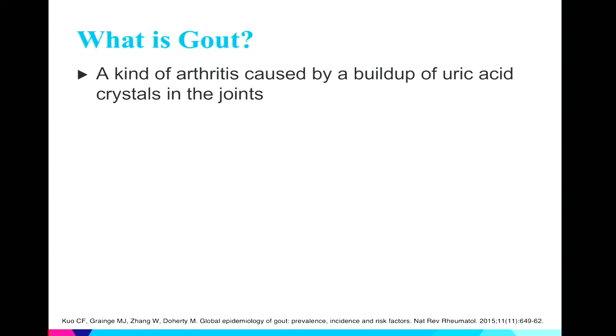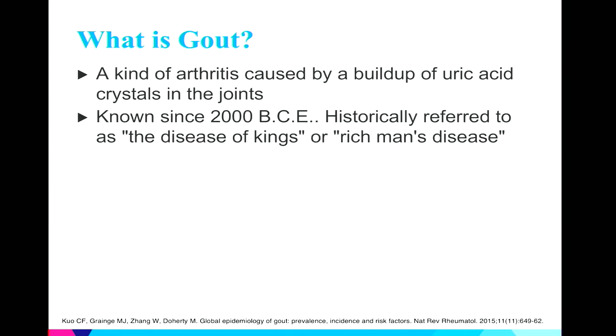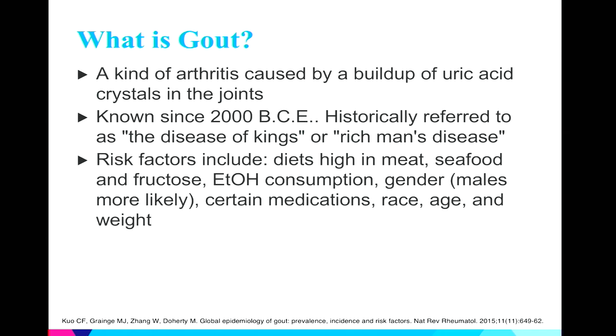So generally there's two ways you can get the buildup. Either you have too much uric acid in your bloodstream, or patients' kidneys are not functioning properly, and so they're not able to excrete enough uric acid. This disease has been around for literally thousands of years. It used to be called the disease of kings. And I mention that because it ties in really well to the risk factors. So diets high in meat, especially red meat, as well as seafood and fructose, alcohol consumption, particularly beer, gender, males are much more likely, sorry guys, and then certain medications such as aspirin, race, age, and weight.